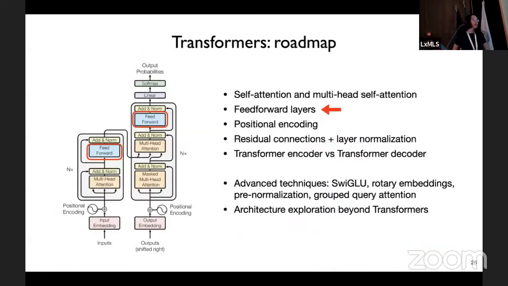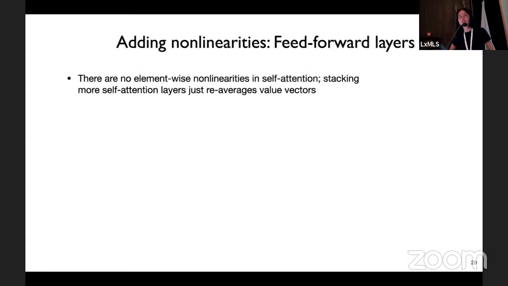So let me move on. In the next part, I'm going to talk about the feed-forward layers. First, why do we need feed-forward layers? The answer is very simple. If you just stack several multi-head attention layers, the model still has no nonlinearity, because it's all linear operations. It's essentially stacking more self-attention layers, just doing a lot of linear projection, the re-averaging of the value vectors. So the simple solution is to add feed-forward layers, which are nonlinear, between the self-attention layers.